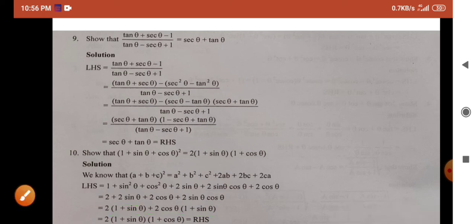Now, 2 as it is, 1 plus sine theta. 2 into 1 plus sine theta is common from these two terms, right? 2 into 1 plus sine theta, take common. In the first term, what we get here? 2 into 1 plus sine theta outside means only 1 remains, and in the second term, 2 into 1 plus sine theta outside means only cos theta remains. Therefore, 2 times 1 plus sine theta into 1 plus cos theta is the required answer. That is nothing but your RHS. Got it?